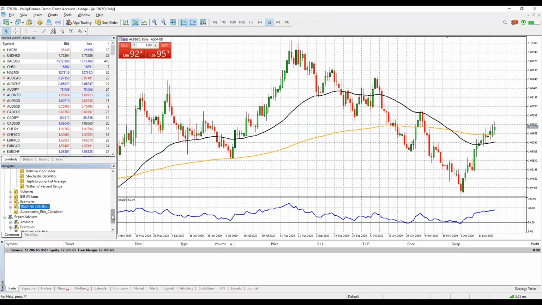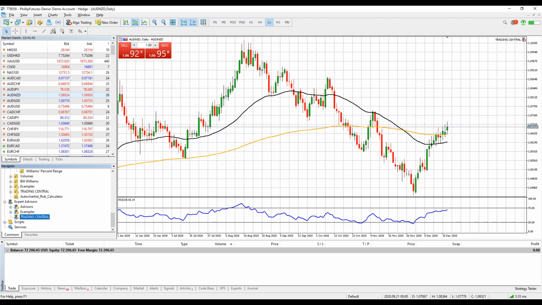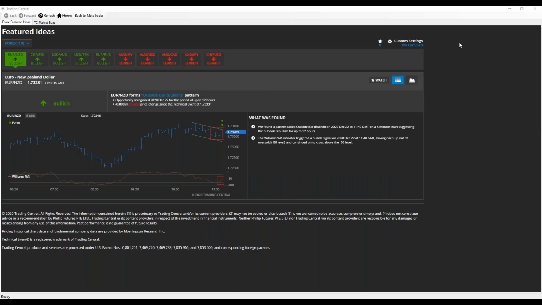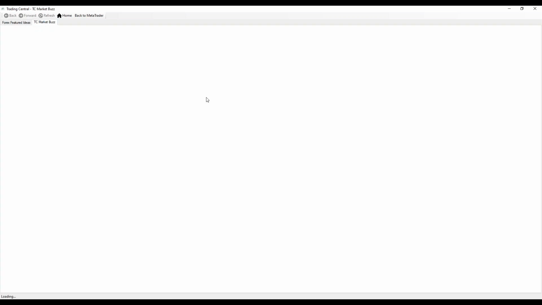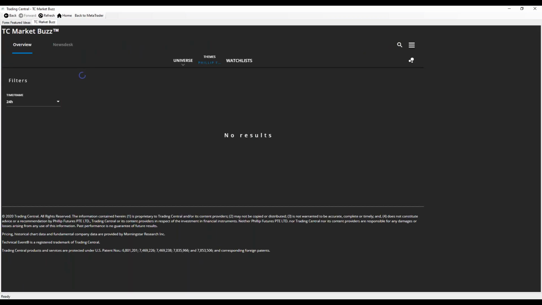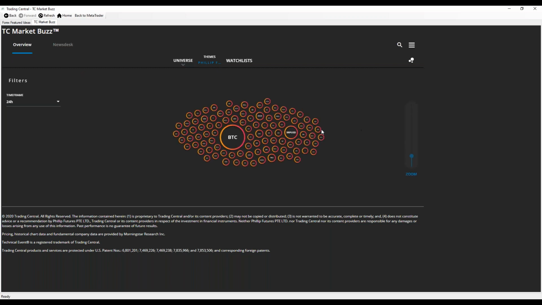Okay, the last plugin that I want to share with you is also by Trading Central. This plugin is called Market Buzz plugin. Let me share screen because it's on a new window. Once you pull the indicator to the chart, you will see this separate window appearing. Over here, you can go to TC Market Buzz, and once it loads, you start to see.